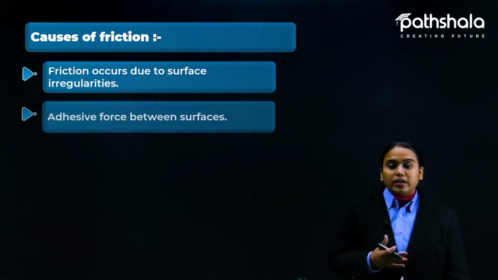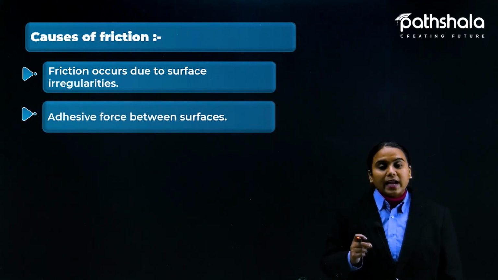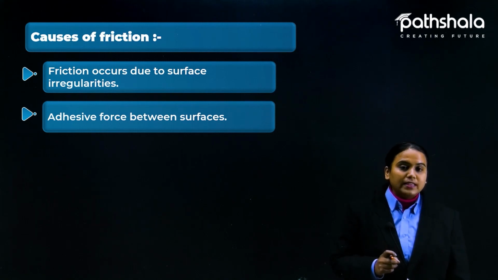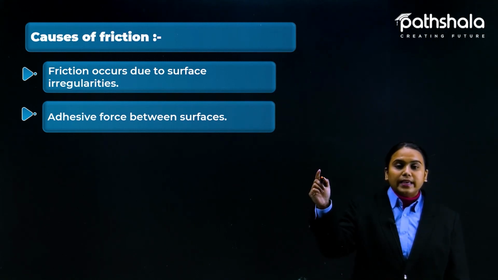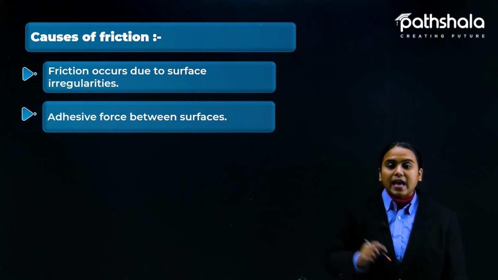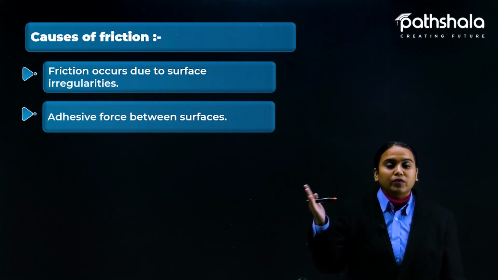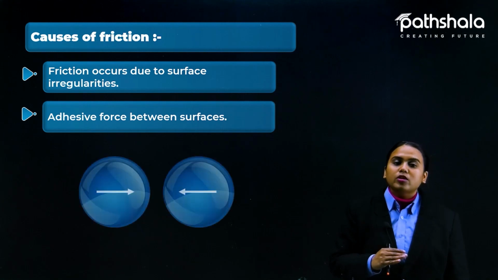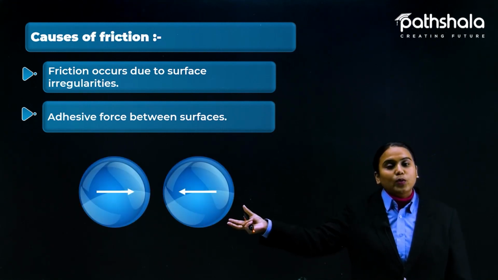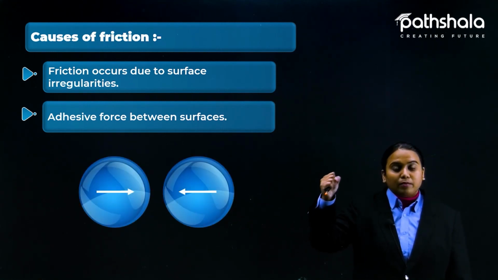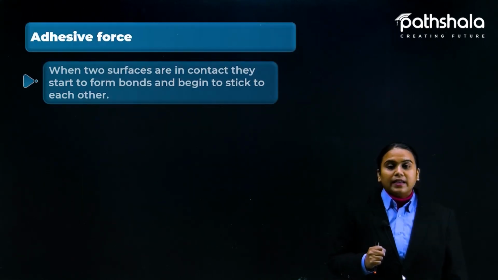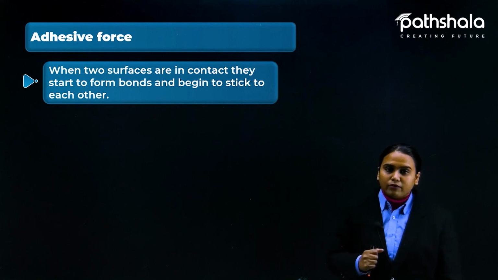So here, students, one more cause of the friction is the adhesive force between the surfaces. So one is the irregularities between the surfaces and the other is the adhesive force between the surfaces, because the molecules of one surface and the molecules of the other surface attract each other, and that attraction force is actually a frictional force. Let me explain it with an example. What is adhesive force here?